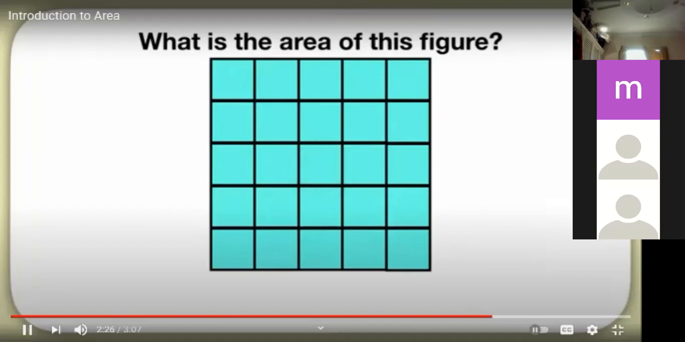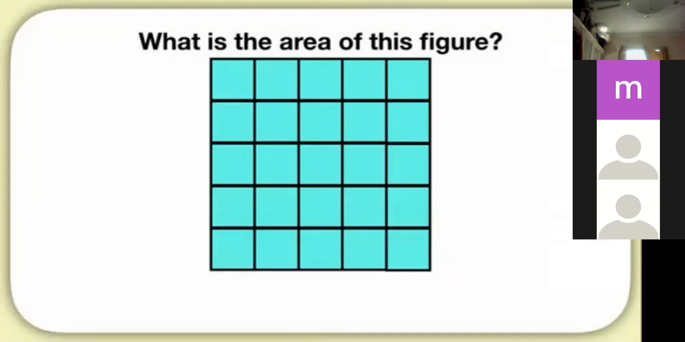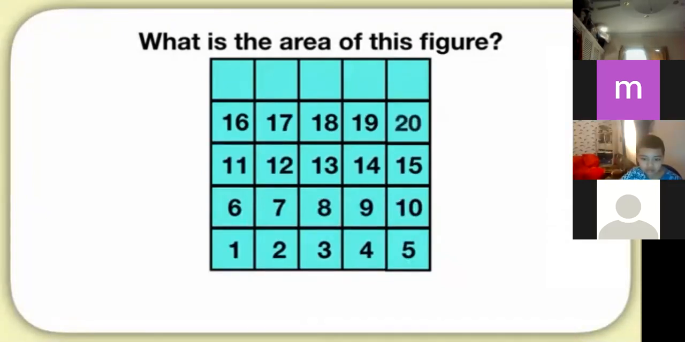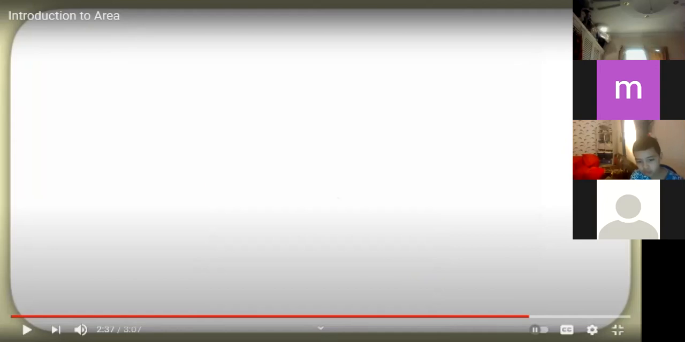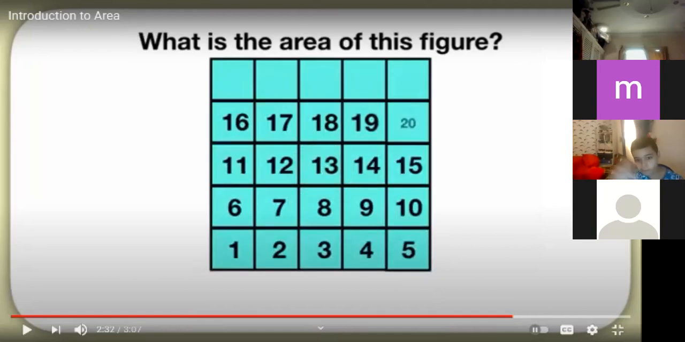All you need to do to find area is count up the unit squares. If you count all of the unit squares in this shape, you will find that it has a total area of 25 square units. Now let me tell you a very simple trick to know how many squares without counting. We're gonna count how many squares in one row and how many squares in one column.